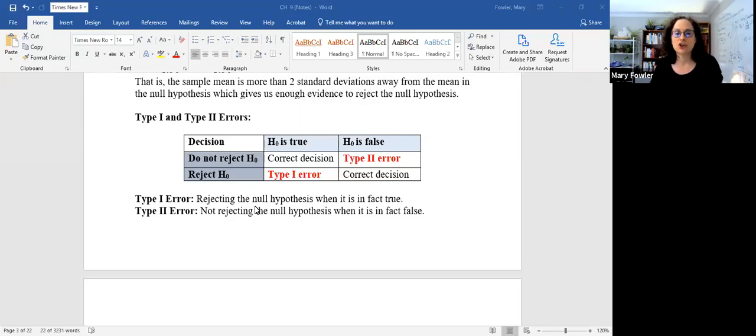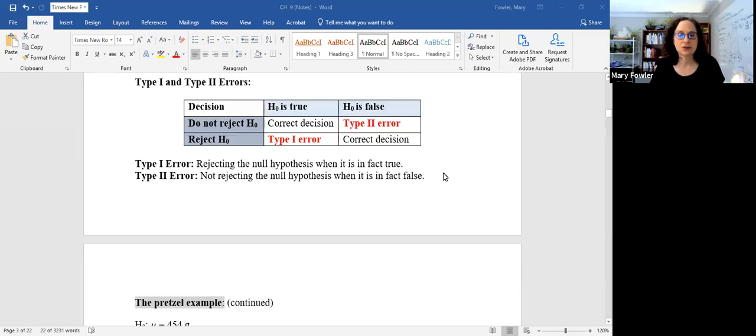Type 1 error, rejecting the null hypothesis when in fact it is false. And type 2 is not rejecting the null hypothesis, excuse me, stepping back. Type 1 error, rejecting the null hypothesis when in fact the null hypothesis is true. And type 2 error, not rejecting the null hypothesis when in fact it is false. Okay, so 2 different kinds of errors and 2 correct decisions.